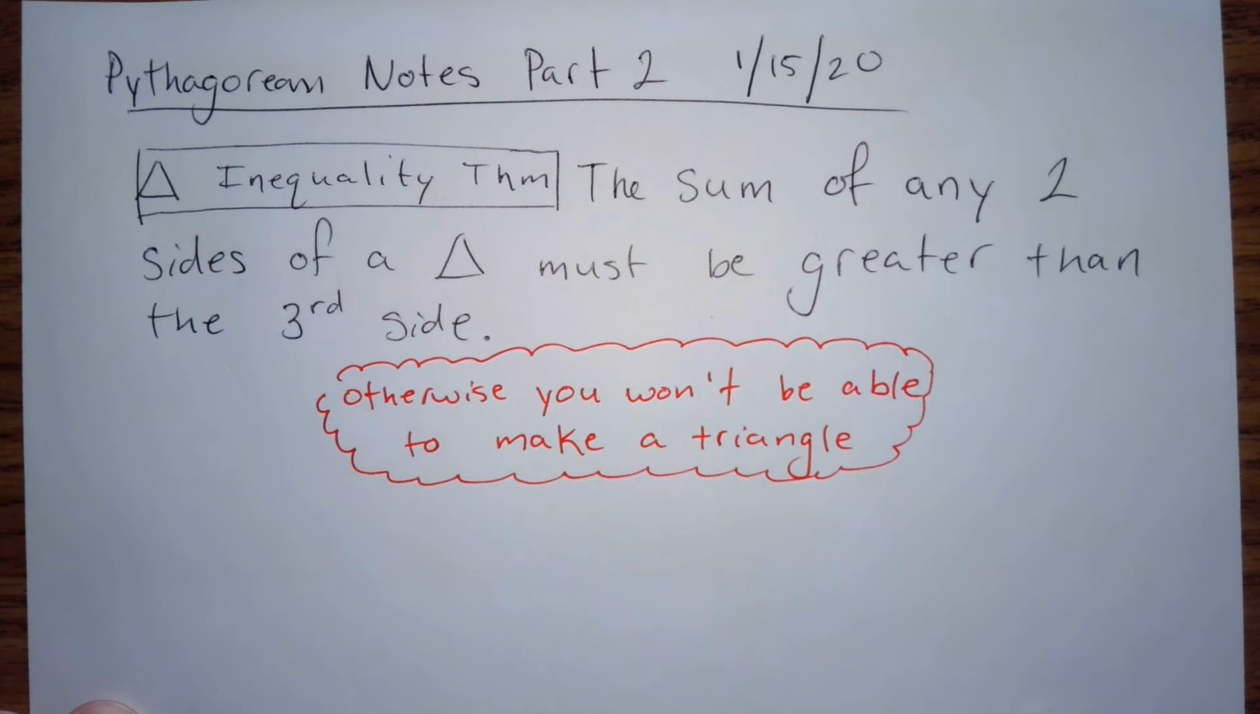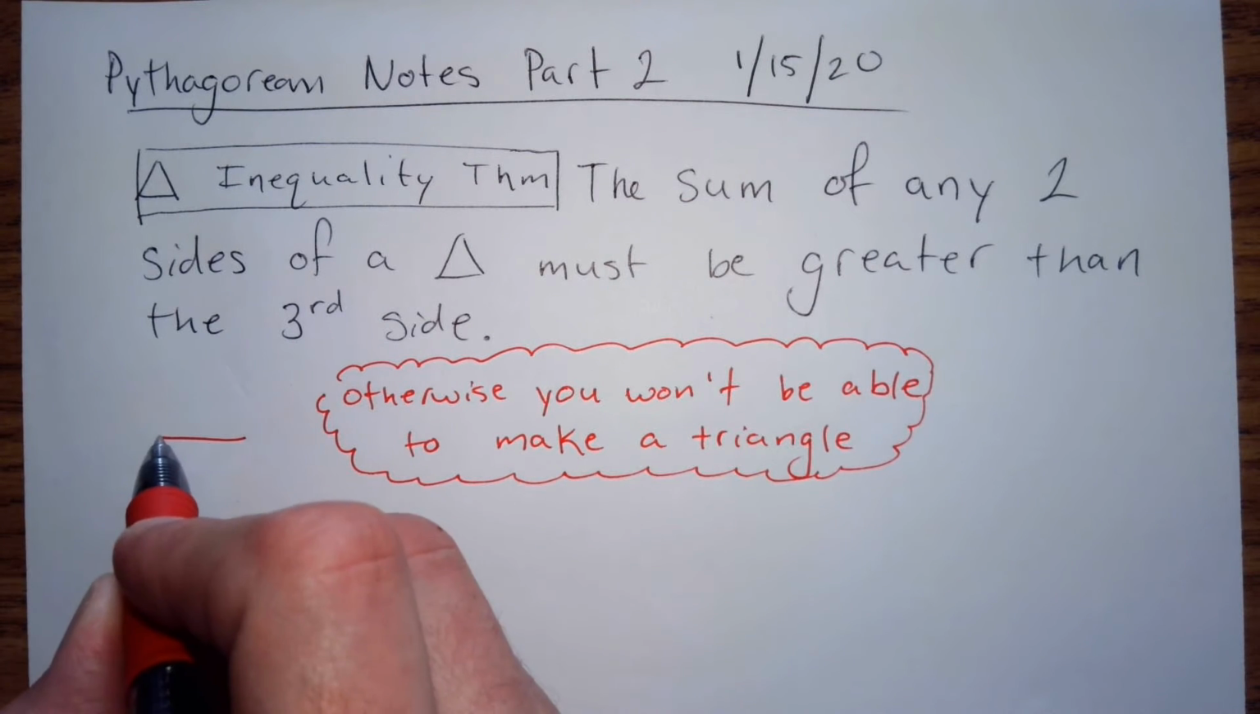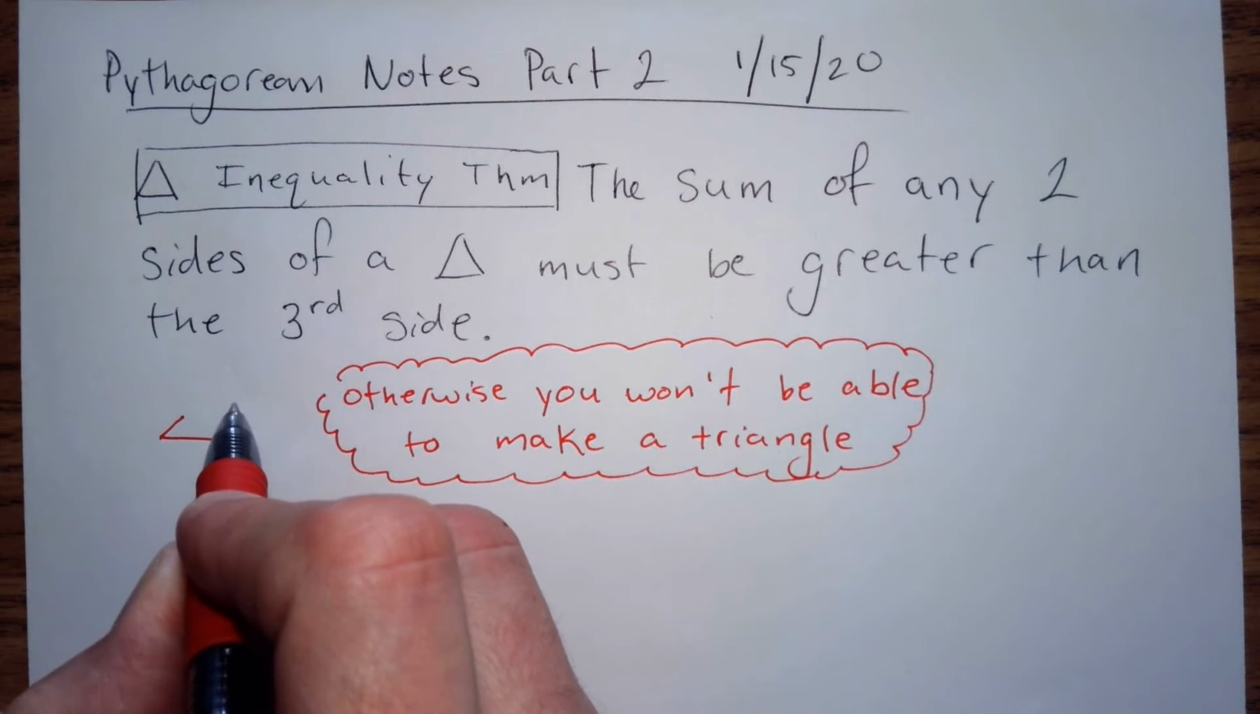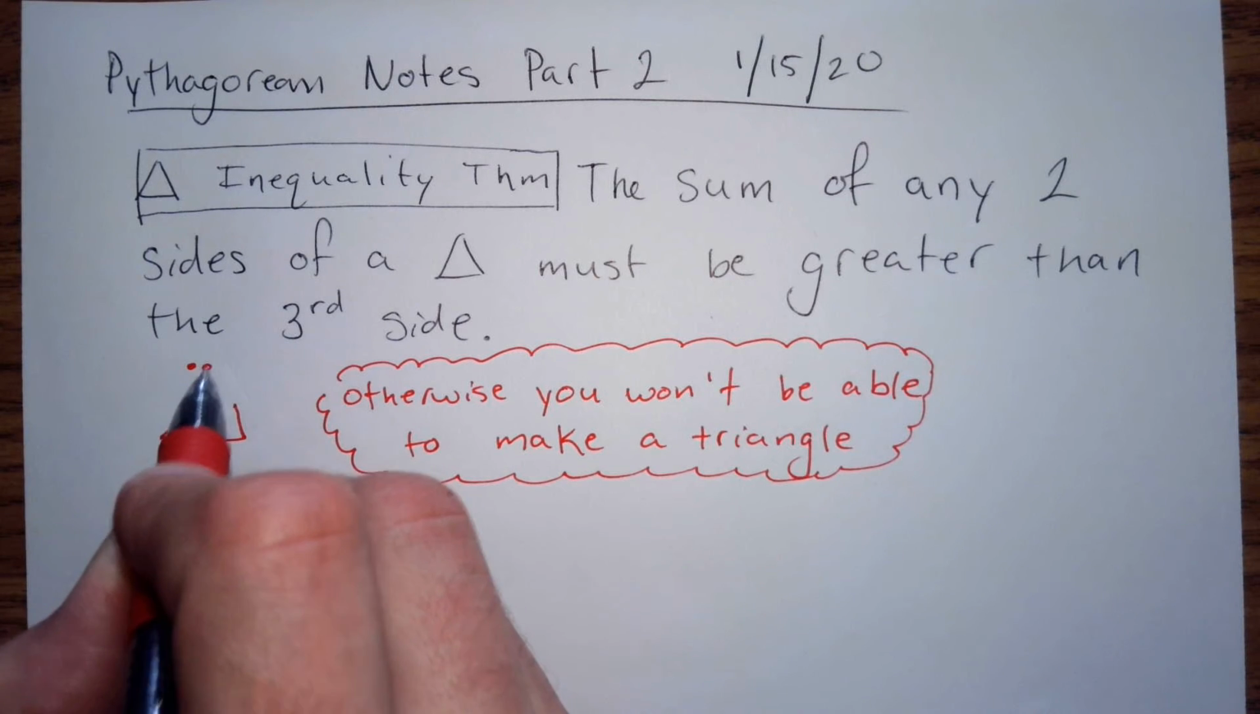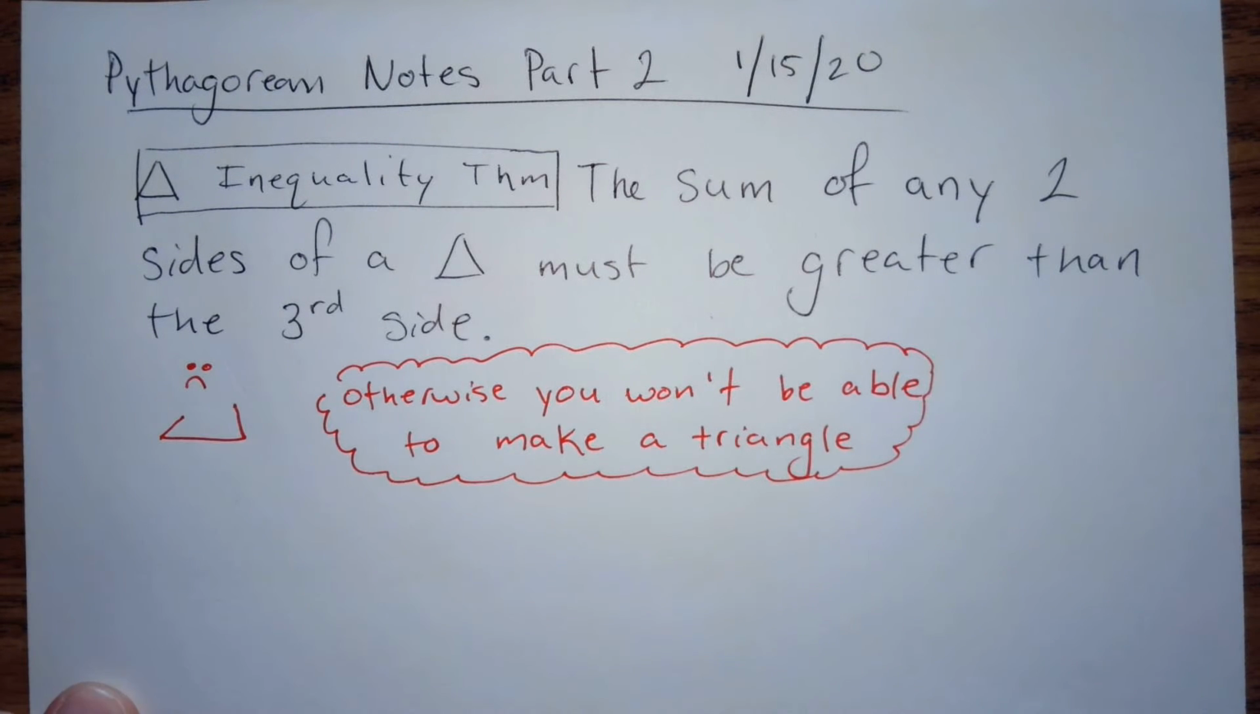If two sides added together is too small, then it'll end up looking something like this, where they'll never meet. You won't be able to make a triangle, and then you'll be sad. Now, who cares if you make a triangle or not? Questions on that? It's a very simple part of the examples that we have. And then we have time.